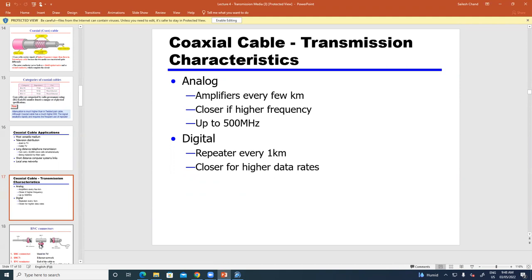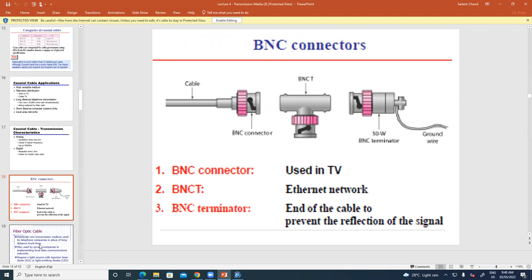The transmission characteristics of a coaxial cable. Analog: amplifies every few kilometers, closer if higher frequency, and up to 500 megahertz. Remember, 500 megahertz means 500 million cycles in 1 second, right? So sine wave. And if it is used for digital data transfer, then you need a repeater every kilometer, and closer for higher data rates. All right, BNC connectors here.